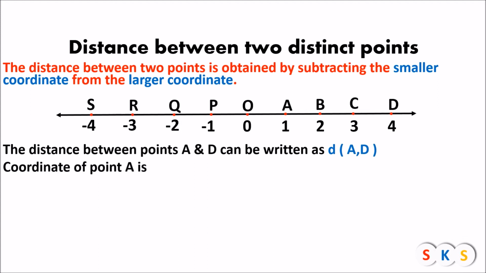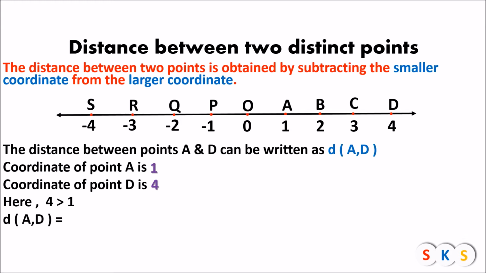Coordinate of A is 1. Coordinate of D is 4. So here which is the greater coordinate? 4. So here 4 is greater than 1. Therefore the distance between point A and D is, what is the formula? Greater coordinate minus smaller coordinate. So here the greater coordinate is 4 and the smaller coordinate is 1. So 4 minus 1. Therefore distance AD equals 3.